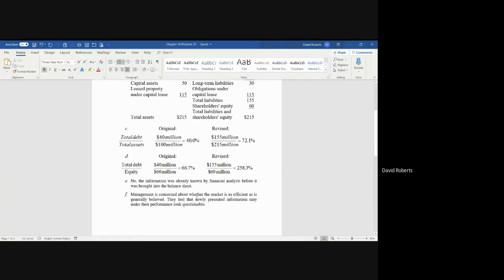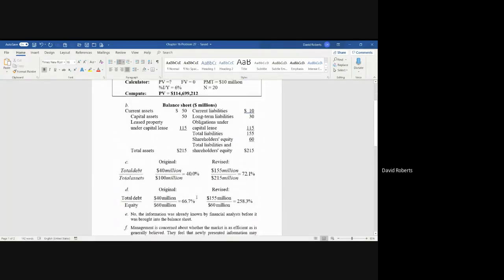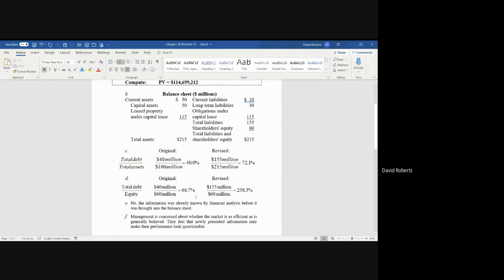So in Part D of this particular case, we're going to compute the debt to equity ratio from before and after. You can see that before it was 2/3, 66.7%, and after you have a lot more debt than you have equity, almost 2.5 times actually, 258.3%.